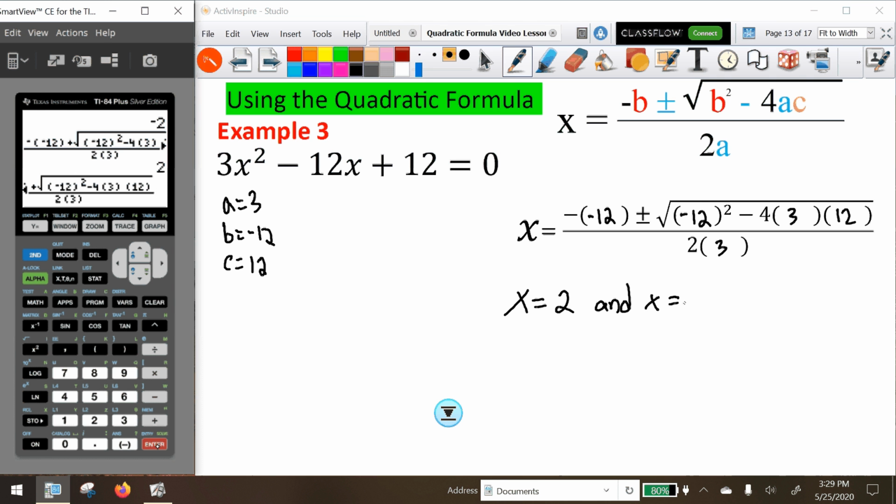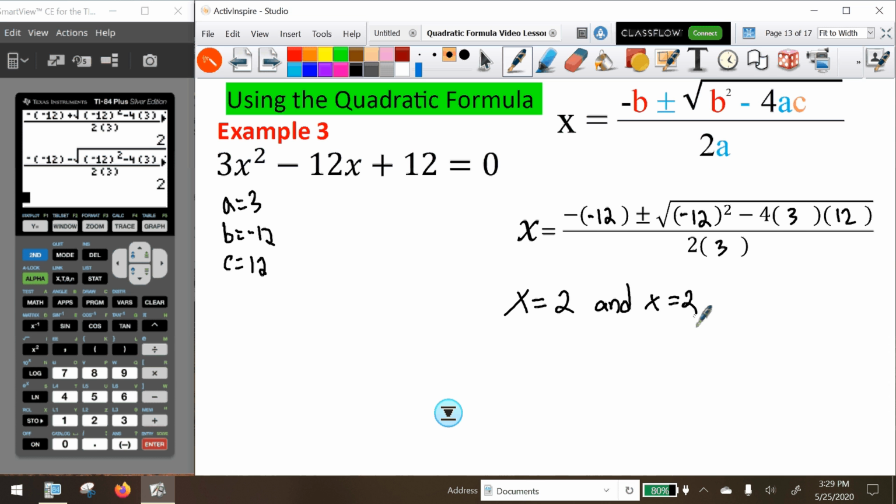We did plus the square root, now we have to do minus the square root. That was also equal to 2. That's weird. So this happens once in a while when the radicand is equal to 0. Plus or minus the square root of 0 is going to give you the same answer because the square root of 0 is 0, and that's the one number that doesn't change when you add it or subtract it.